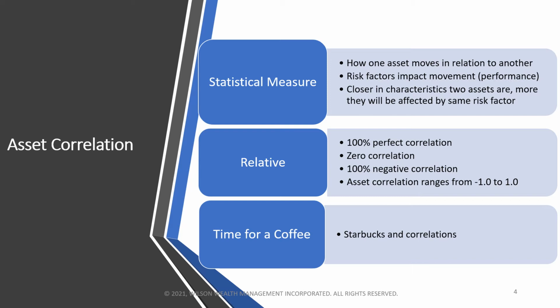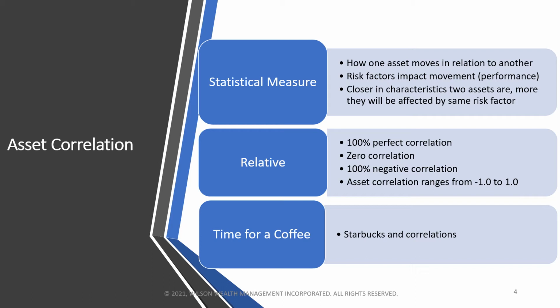So what we find here is that the closer in characteristics two assets are, the more they will be affected by the same risk factor. Conversely, the more divergent two assets, two companies, two individuals are, the less they will be affected by the same risk factor. And that kind of is the heart of asset correlation.